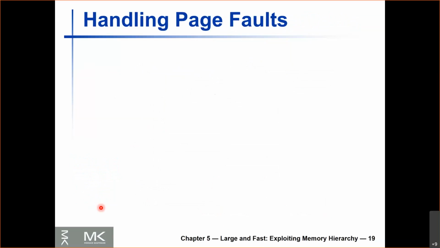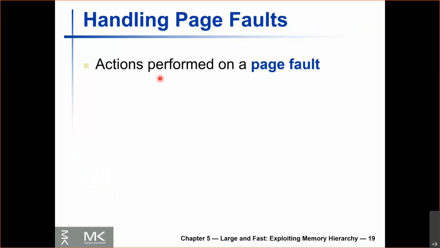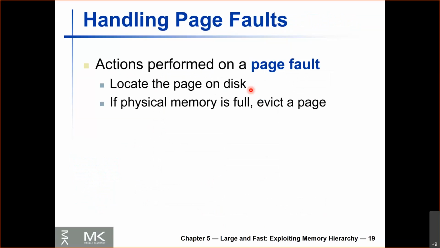So if we have a page fault, we're going to perform the following actions. First, we're going to locate the page on disk. If the valid bit is 0, the page table entry is going to contain some information to help me know where the page is on disk. So we're going to go to disk and get this page, but we need a place to put it.